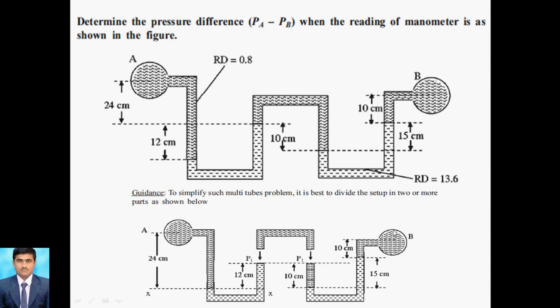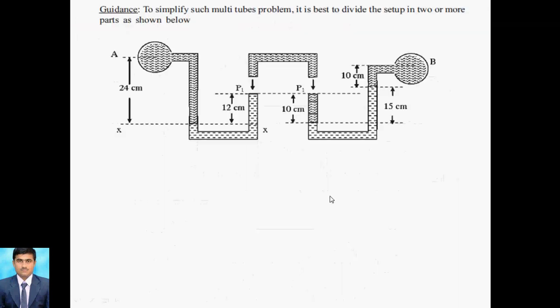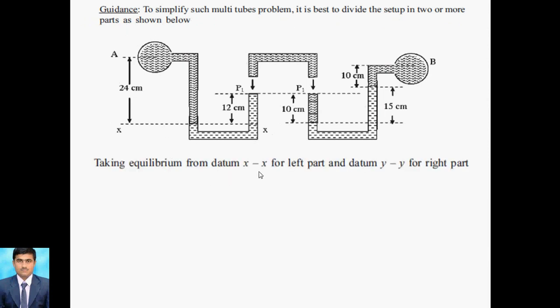So PA minus PB is required, so that's why we can divide it into two parts like this. Okay, and now we go for the left part. First of all we go for the left part and then go for the right part. So first of all, go for the left part.